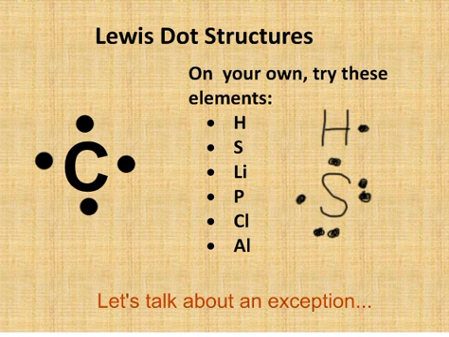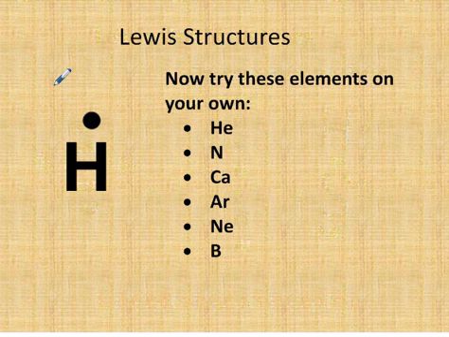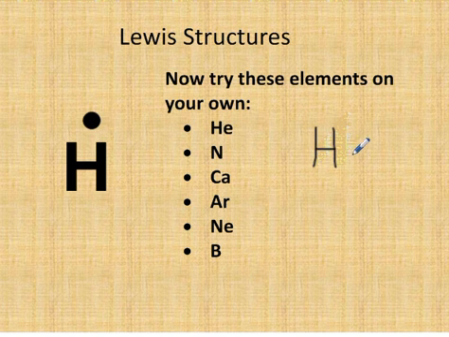Now let's talk about an exception. Okay, so we've practiced putting the Lewis dot structures on, and we usually go all around each side, placing our dots, either moving clockwise or counterclockwise, but there is one element who is an exception. Okay, and our exception is helium. So we're going to do that one together on this slide as well. So go ahead and write helium on your paper.